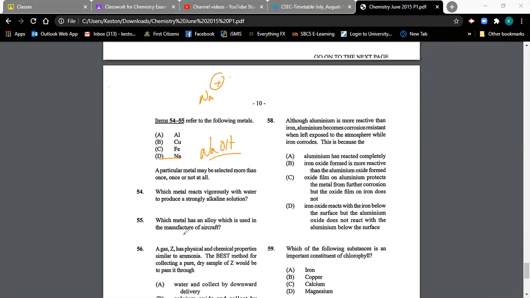55. Which metal has an alloy which is used in the manufacture of aircraft? Something that's light and durable. E. Very good. Sorry, E is this one. This one was D.